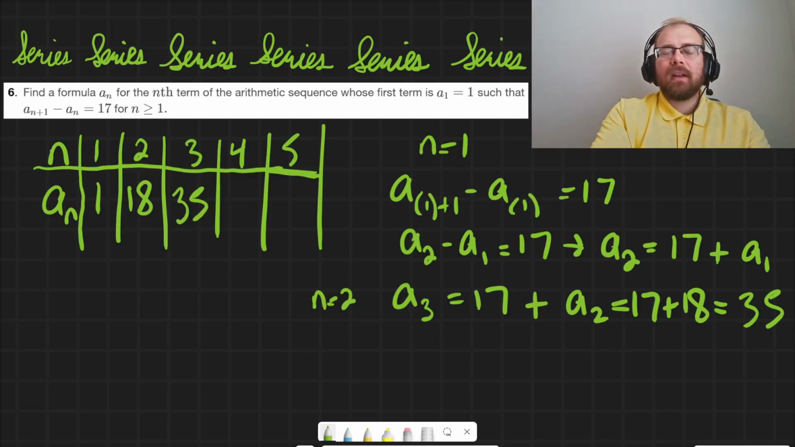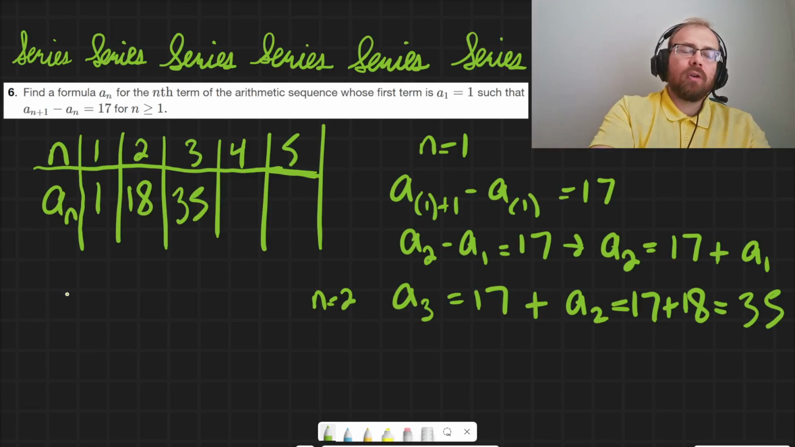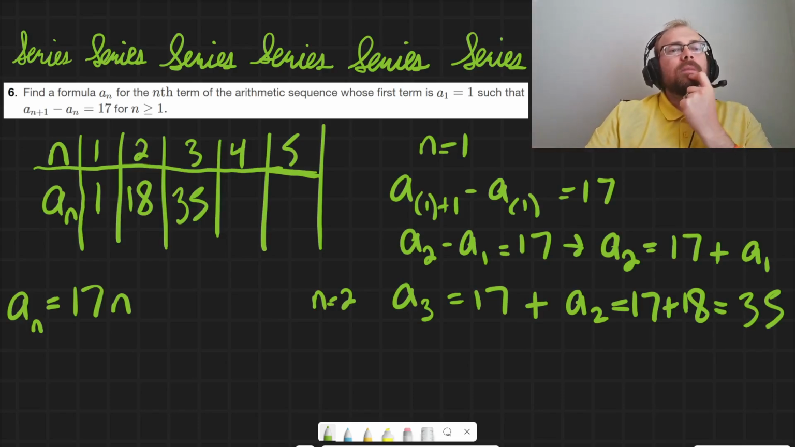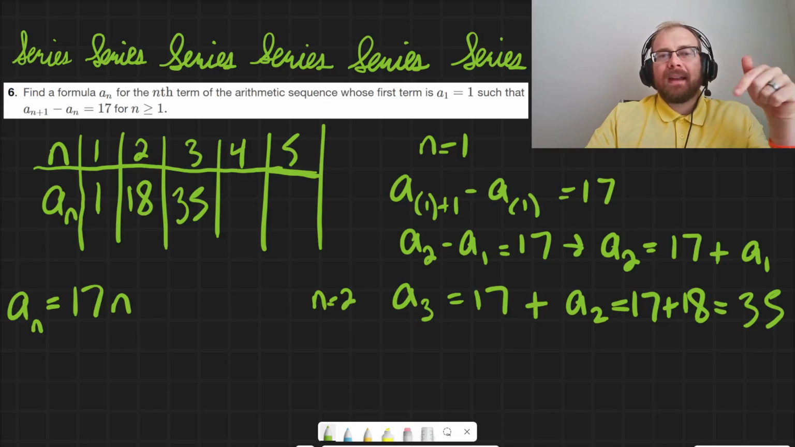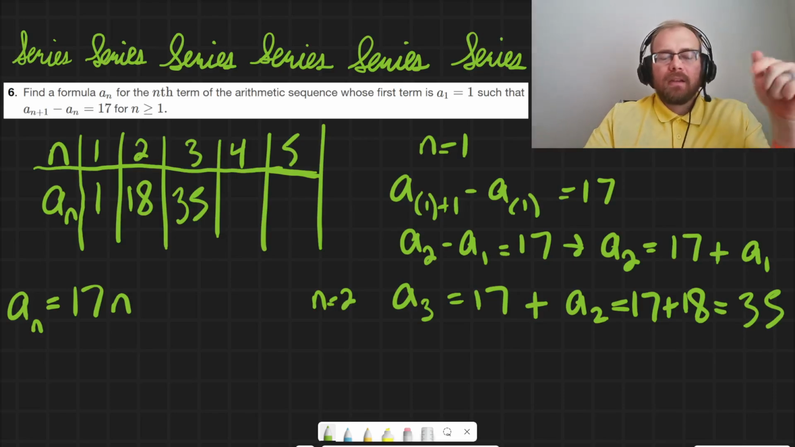So I don't actually need to go up to 5. It's not as complicated as it looked at first. I'm just going to be adding 17 every time. So if I'm adding 17 every time, then it would just be 17n. Because if n is 1, then I'm adding 17 once. If n is 2, I'm adding 17 twice. So on and so on.